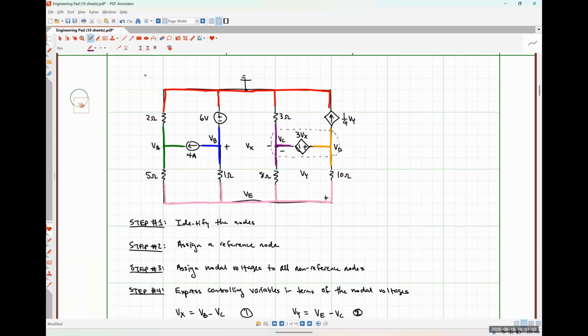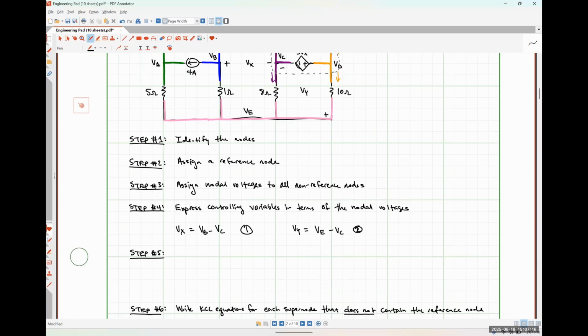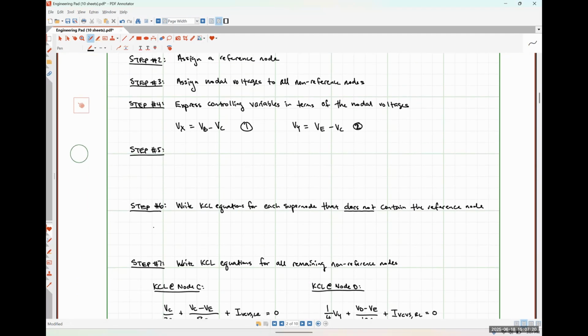And so what I'm going to do now is I'm just going to find the currents that are leaving the supernode, which are those 4 currents that I've indicated. So when I apply KCL at this supernode, so this will be KCL at supernode CD, I believe.